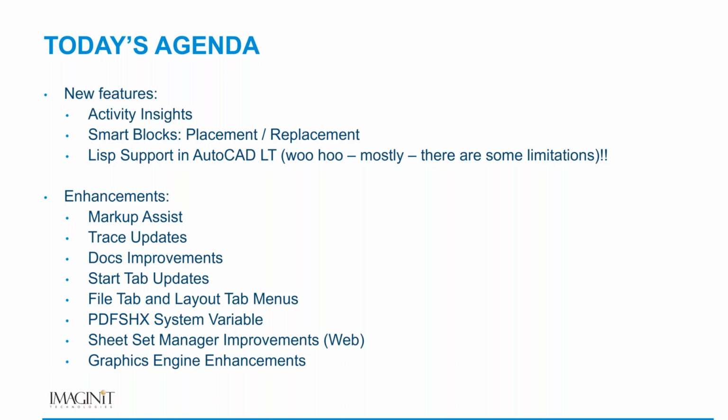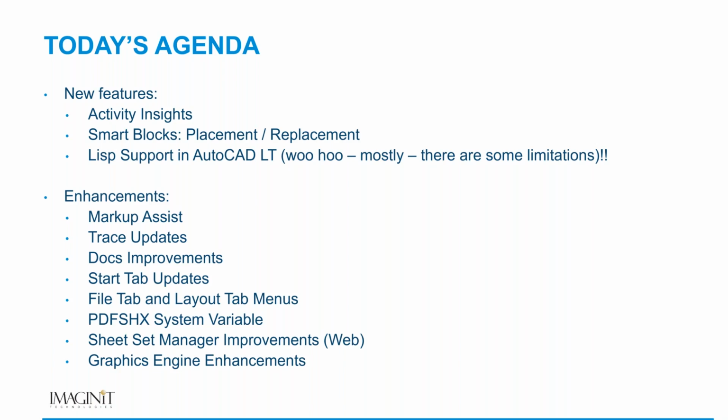And then we're going to talk about enhancements to the additional functionality that you got in either the last update for 23 or 22, where they've had some enhancements to Markup Assist. They've done some trace updates. They've done some improvements with Autodesk Docs, Autodesk Construction Cloud, BIM 360. Not significant, but a little bit. There were some Start tab updates, some File tab and Layout tab menu updates, just to make things a little more streamlined and a little less clunky. A new system variable called PDFSHX, and I will give you a good example of that.